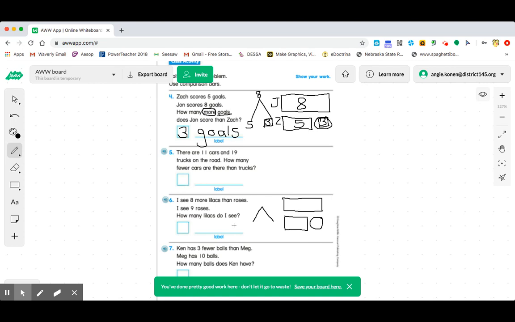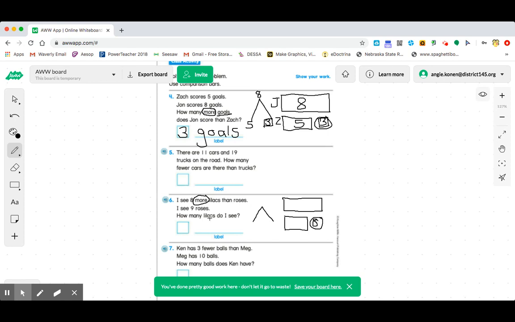All right. It says, I see 8 more lilacs than roses. I want you to think about that in your head. Think about which one it said had more. I think there's more lilacs, right? So I'm going to find the word more or fewer. Okay, and what number is in front of more? That's right, 8. So I know that in my circle, anytime that we have a number in front of more or fewer, it goes into our circle, okay?